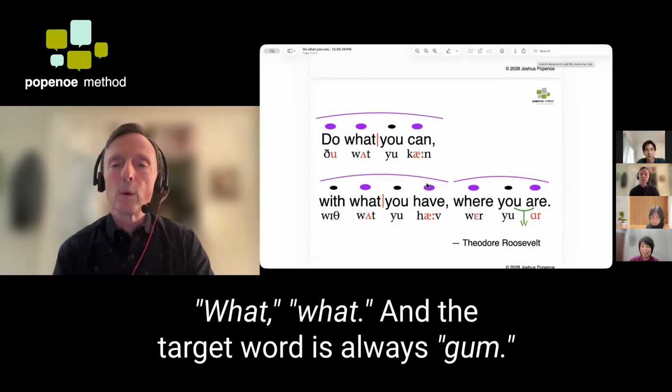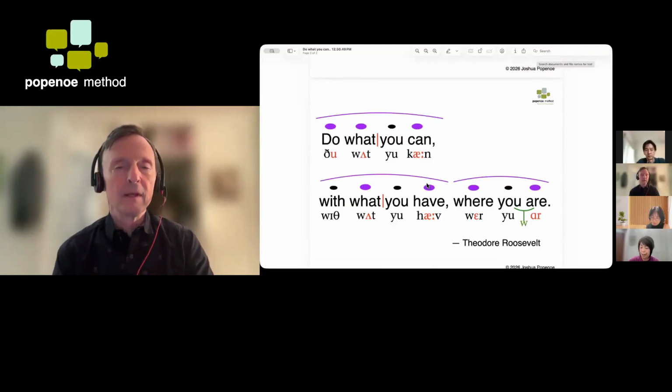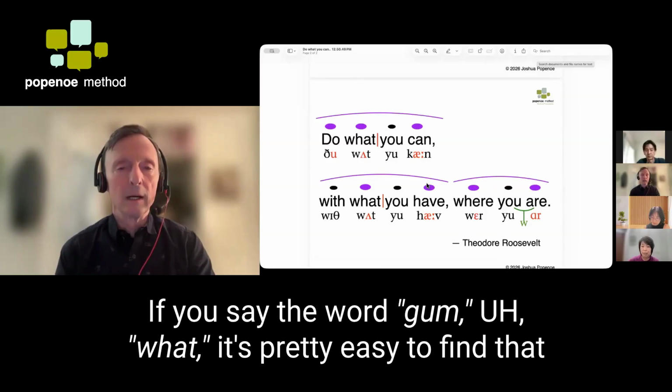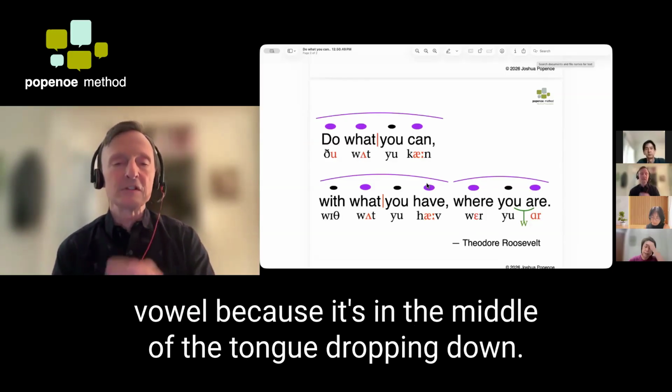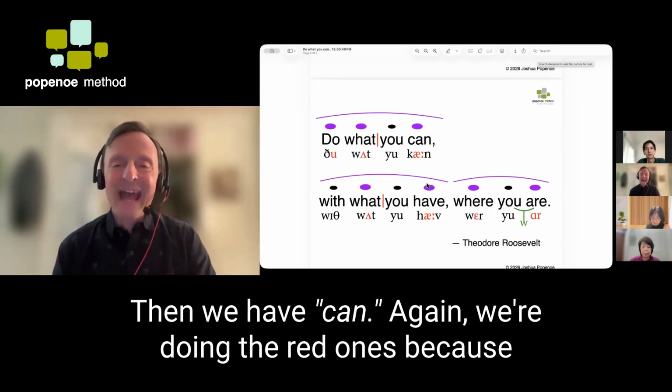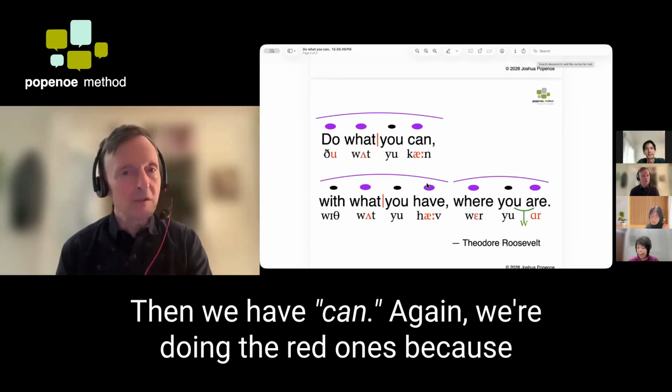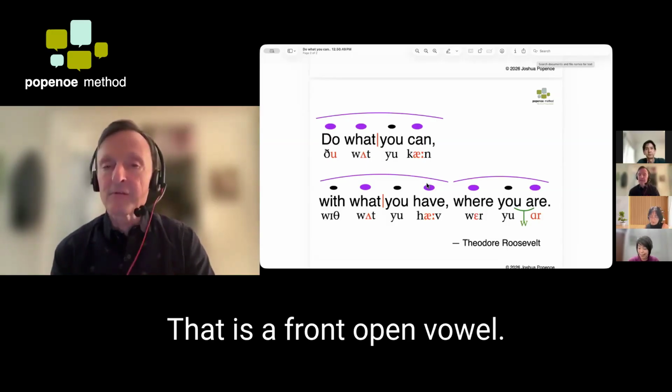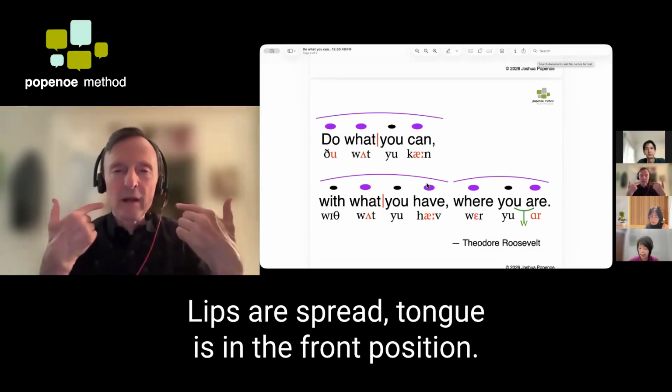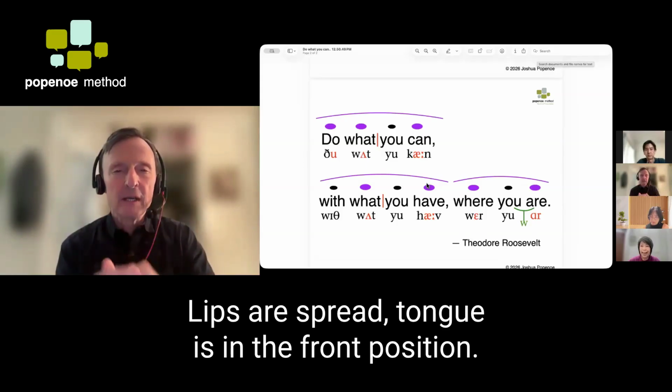What. And the target word is always gum. If you say the word gum, what, it's pretty easy to find that vowel because it's in the middle of the tongue, dropping down. Then we have can. Again, we're doing the red ones because they're fully pronounced. That is a front open vowel. Lips are spread. Tongue is in the front position.